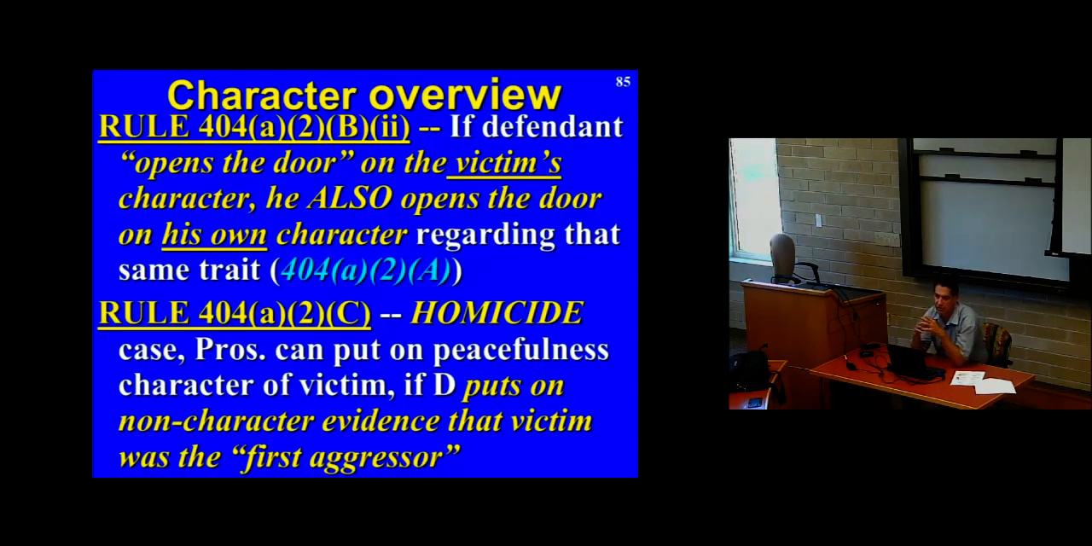And the thought is that the victim is dead. And so now that the defendant is putting on evidence that they were the first aggressor, and they're not even there to defend themselves, their character should be allowed to defend themselves. So again, in a homicide case only, even though the defendant hasn't opened the door, the defendant in effect has given the keys to the door to the prosecution in a homicide case where you say the victim was the one who was the first aggressor. The victim was the one who threw the first punch.